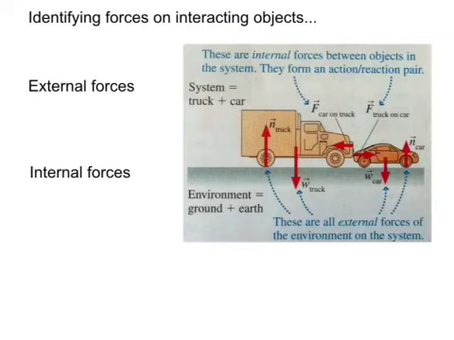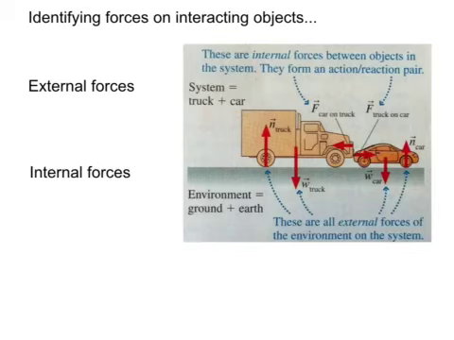Okay, so now we want to look at identifying forces on interacting objects. These are two objects that come together and are exerting forces on one another. So in order to understand the motion of a single object subject to external forces, we took that single object to be a system and everything else to be the environment. Now we're interested in the motion of two or more objects that interact with each other. So we're going to expand our system to include all these interacting objects.